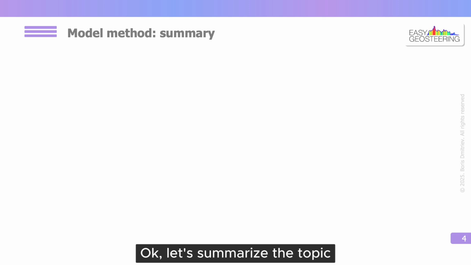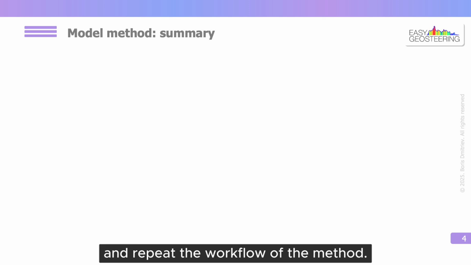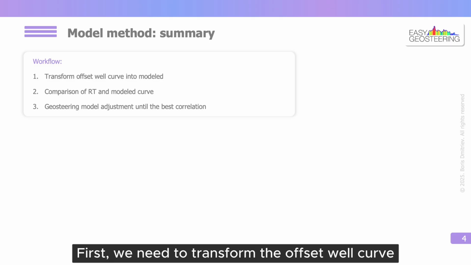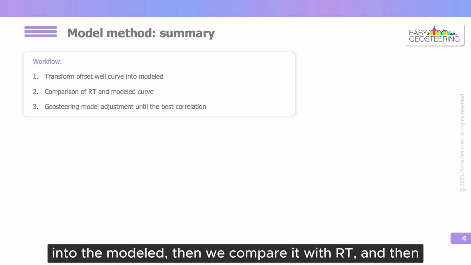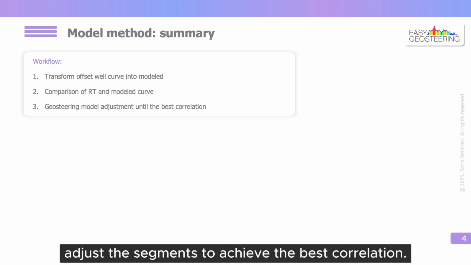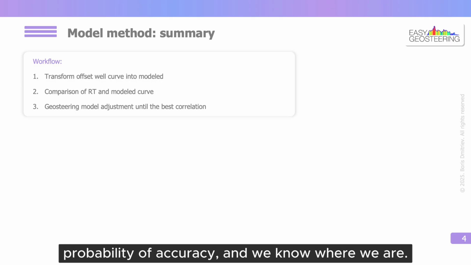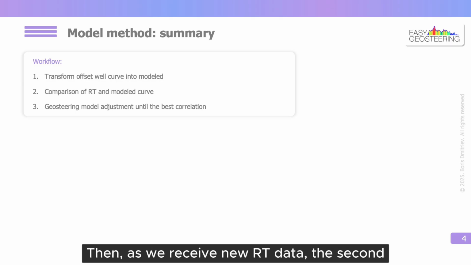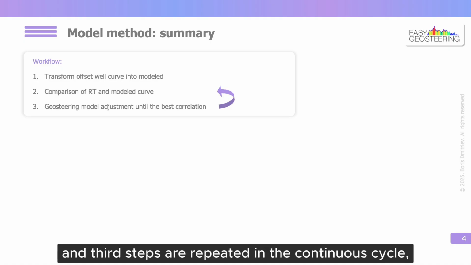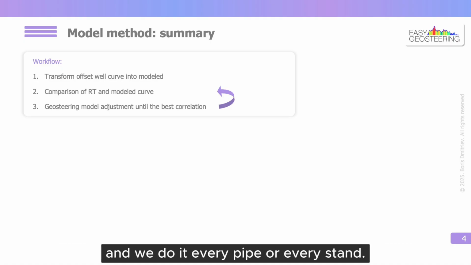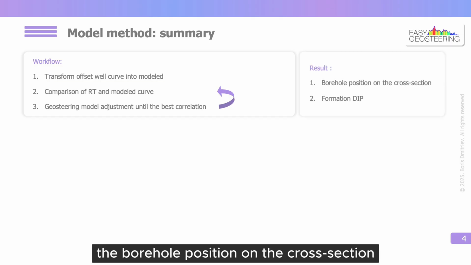Okay, let's summarize the topic and repeat the workflow of the method. First, we need to transform the offset well curve into the modeled, then we compare it with real time, and then adjust the segments to achieve the best correlation. When this is done, it means our model has a high probability of accuracy, and we know where we are. Then, as we receive new real-time data, the second and third steps are repeated in a continuous cycle, and we do it every pipe or every stand. As a result of this method, we determine the borehole position on the cross-section and the formation dip in the drilling azimuth.